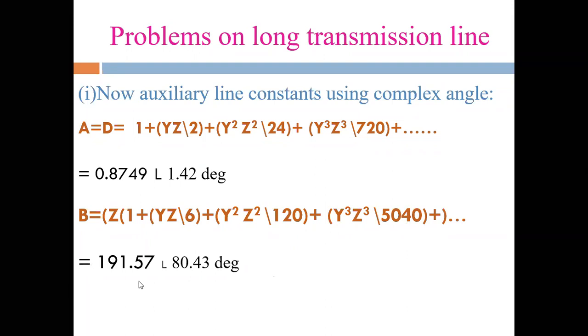And then we obtain 191.57 at an angle of 80.43 degrees. While calculating those values, we obtain B is equal to 191.57 at an angle of 80.43 degrees.